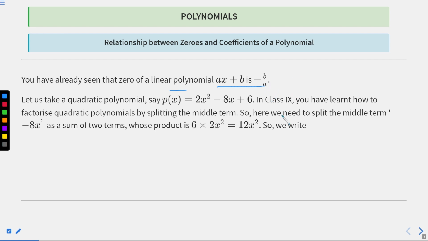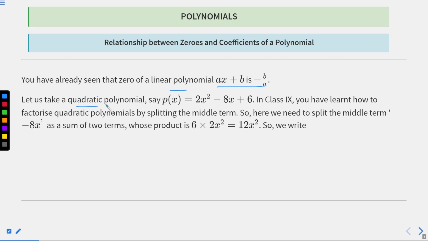Here b is basically the constant term of the linear polynomial ax plus b, and a is basically the coefficient of x. So the zero of a linear polynomial ax plus b is basically minus of the constant term divided by the coefficient of x. Okay, so now let us take a quadratic polynomial.